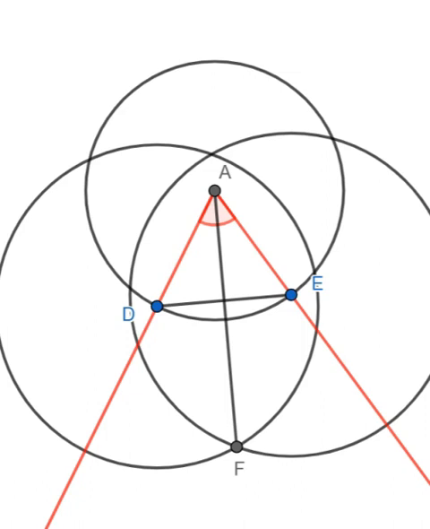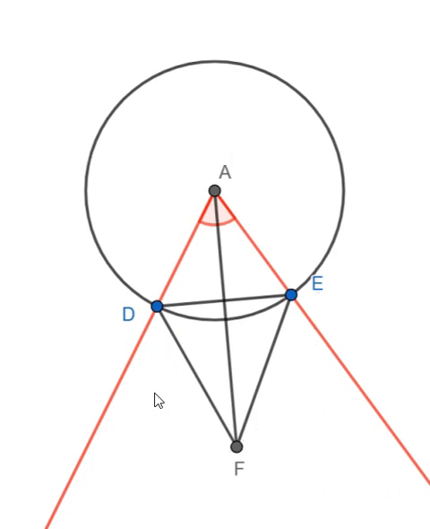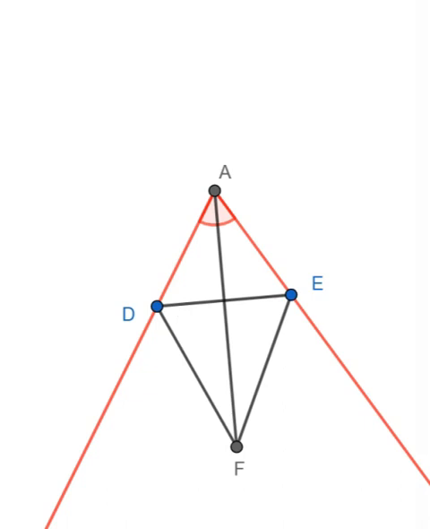Now, to prove that, let's join D and F, and let's connect E and F. Now that we have got the points of intersection, we don't really require these circles, so let's simplify the diagram by removing these circles. So now, how do we prove that angle DAF is equal to angle FAE?